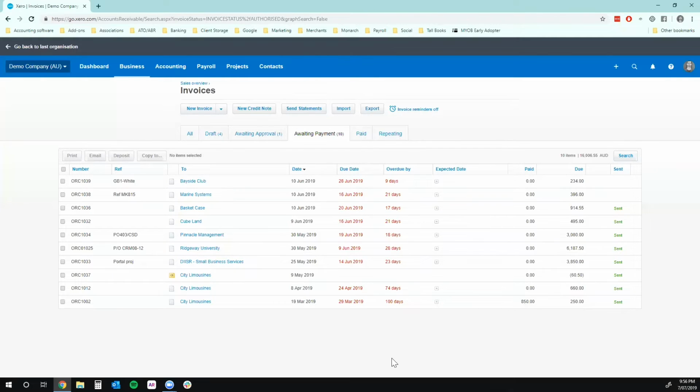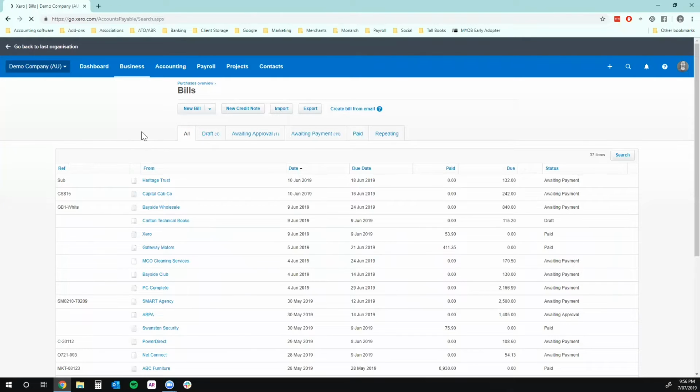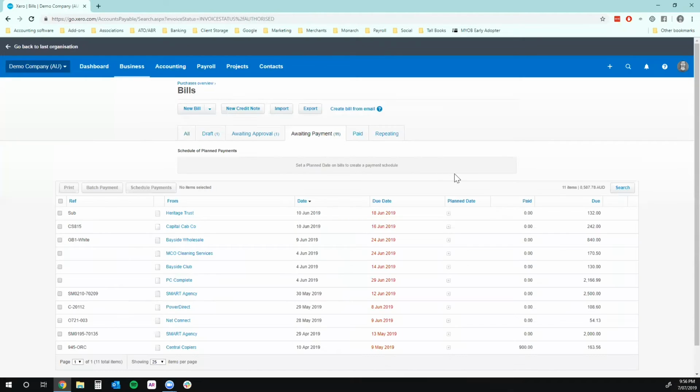And if you're running on an accruals basis, any invoices that are left in the period that are incorrect will increase or decrease your GST payable. So it's important to clean these up. So let's repeat this process for bills. Go to business, bills to pay. And once again, we're going to go to the awaiting payment tab. So I'm going to click on awaiting payment and look for any historic bills that should be removed.